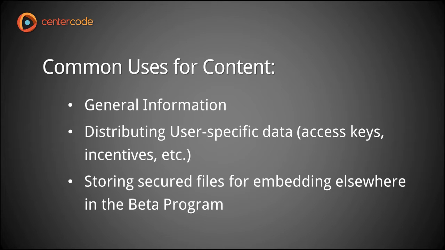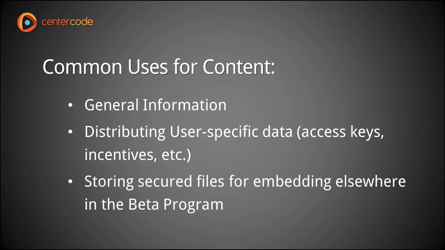Some common uses for content include just providing general information, updates, notifications, etc. You can also distribute user-specific data, being access keys, incentives, customer meetings, etc. And finally, you can also use content to store secured files for embedding elsewhere in your beta program. So if you have video or images or something of that nature that you want to refer to throughout your correspondence, or you want to link it to somewhere in your community, you can actually upload them to content, have them secured there, and just simply call on those URLs to embed them into your documentation.